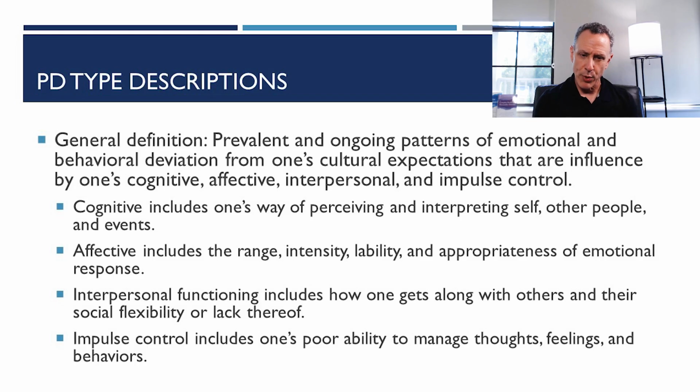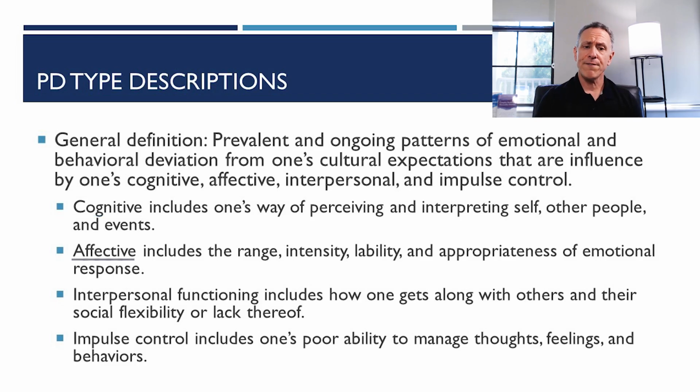So let's break it down a little bit. When we talk about cognitive, we're talking about one's way of perceiving and interpreting not only themselves and other people, but also events, how they interpret the world around them, the people in it, as well as themselves within the interpersonal domain and the intrapersonal domain, which is inside themselves.